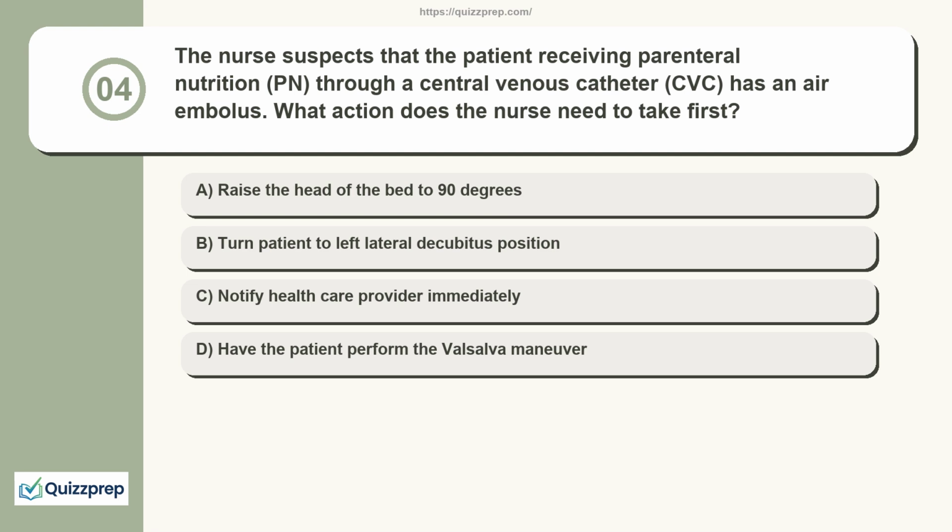Question 4. The nurse suspects that the patient receiving parenteral nutrition, PN, through a central venous catheter, CVC, has an air embolus. What action does the nurse need to take first? Raise the head of the bed to 90 degrees. Turn patient to left lateral decubitus position. Notify healthcare provider immediately. Have the patient perform the Valsalva maneuver.